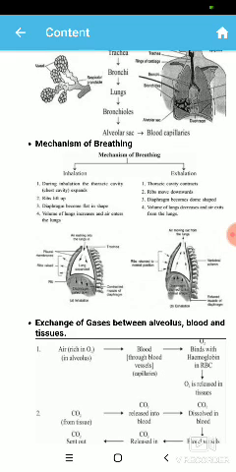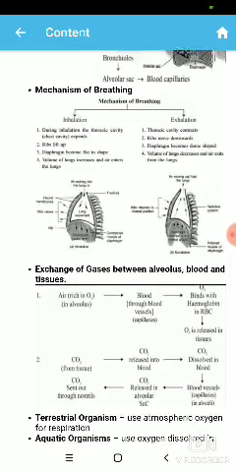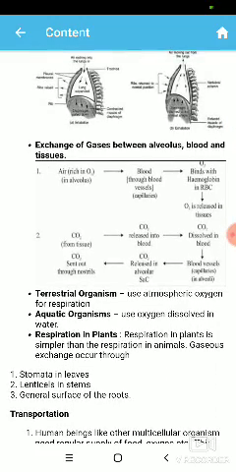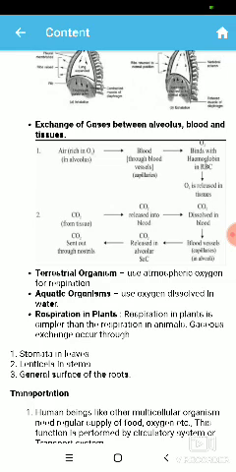In exhalation, the thoracic cavity contracts, ribs move downward, the diaphragm becomes dome shaped, the volume of the lungs decreases and air exits from the lungs. Exchange of gases between alveoli, blood and tissues: air rich in oxygen in the alveoli goes to the blood through blood vessels and capillaries, then O2 binds with hemoglobin in RBC, that is red blood cells, and then O2 is released in the tissues.